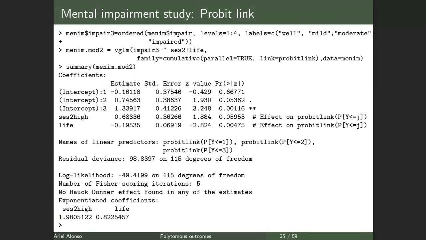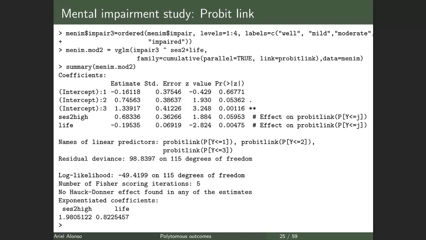And it has the nice interpretation that the effects of the covariates are independent of how you chop up the latent variable. How you construct the categories is irrelevant. If you define 6 categories or 3 categories, you will get the same effect for the covariates. That's a consequence of the model. Of course, if the model is correct. We will see later on that sometimes the model may not be correct. Okay, how to fit this model in R?